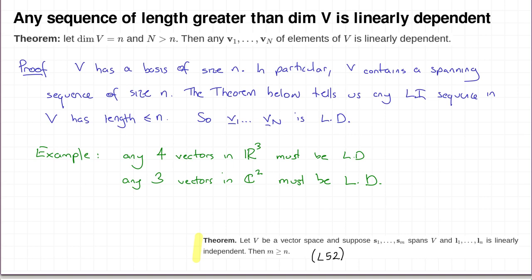So this is a very useful theorem to know when you're trying to decide whether or not a given sequence of vectors is or is not linearly dependent.